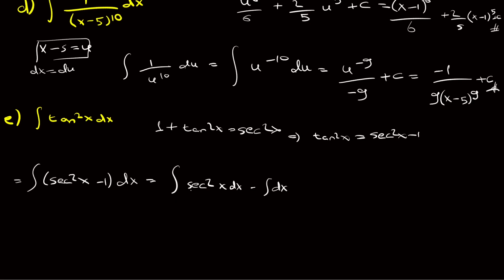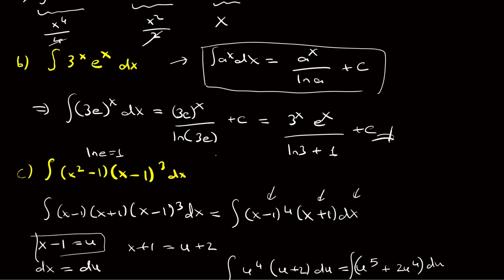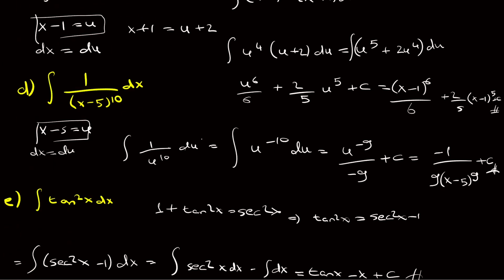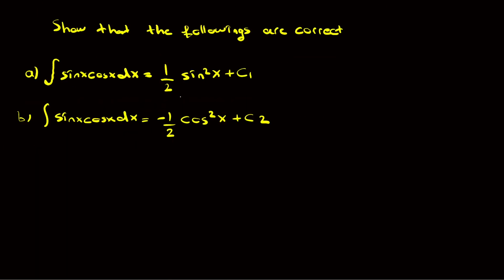Differentiate: which function do I differentiate to give me secant squared x? Obviously tan x plus c is my answer. It was a simple exercise for us, the first page. Now from the second page, I tried to write kind of different problems. Show that the following are correct.